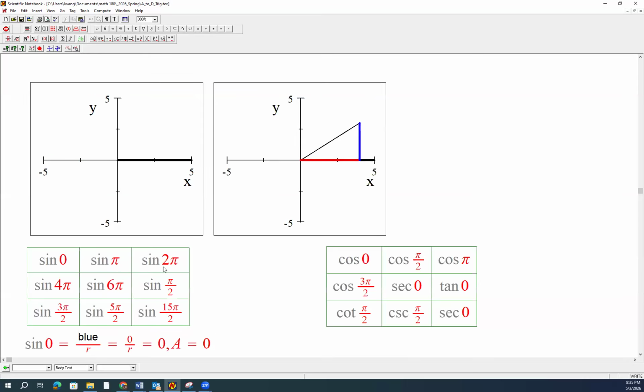Continue on the table, sine 2 pi, right? How do we measure sine 2 pi? Okay, so we start from this position, so we measure pi over 2, pi, 3 pi over 2, 2 pi. So the terminal ended up on the positive direction of the x-axis, which is the starting line for any angle to be measured. So we ended up with the same terminal.